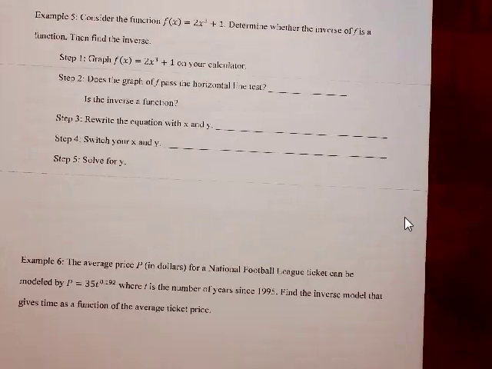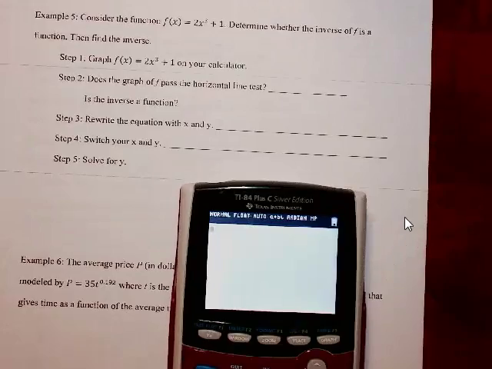For example 5, we are going to determine whether the inverse of f is a function. Then we are going to find the inverse. So, step 1. Graph f of x equals 2x to the third plus 1 on your calculator. So, we are going to get out our calculator. We're going to turn it on. Then we're going to hit the y equals button. Then we're going to type 2x to the third plus 1 into our calculator and graph.